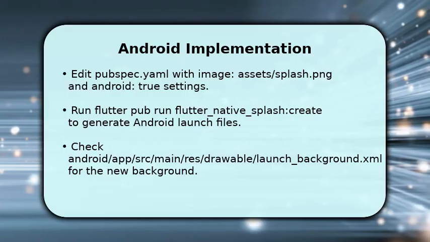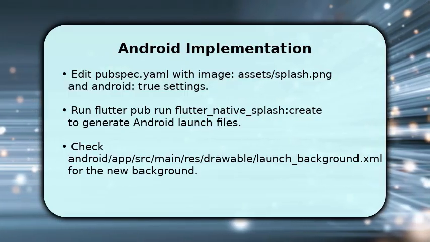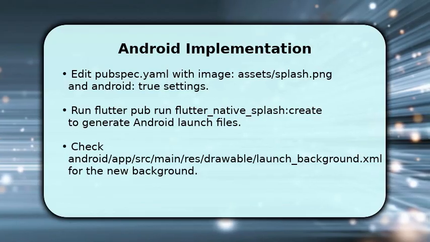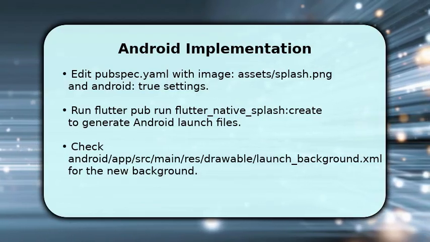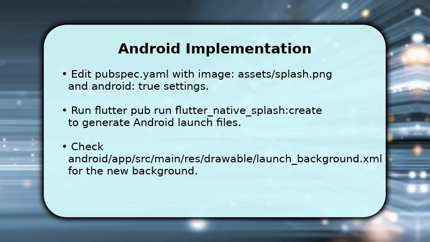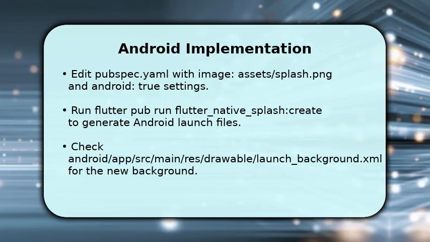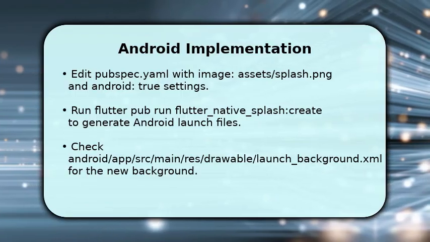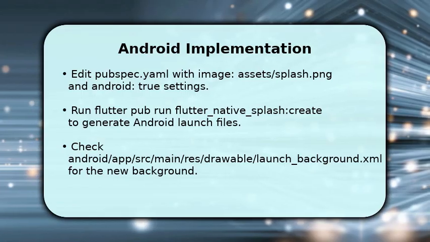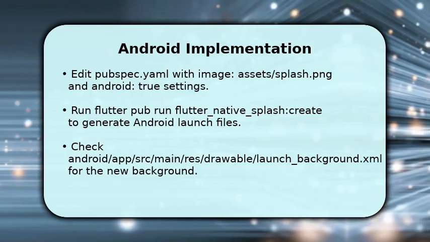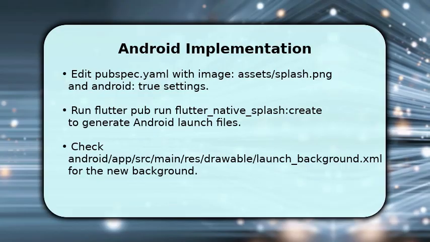Open pubspec.yaml and add the flutter_native_splash configuration for Android. Set image: assets/splash.png and android: true along with color: #1E88E5. Save the file and run flutter pub get to ensure dependencies resolve correctly. Execute flutter pub run flutter_native_splash:create to generate Android drawable and styles.